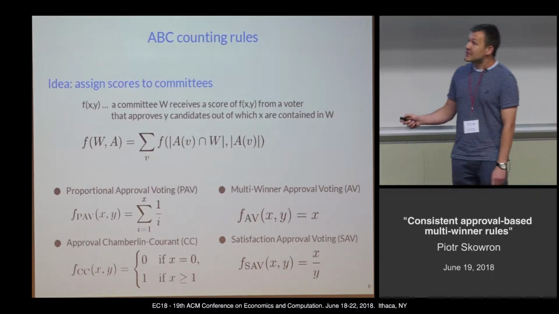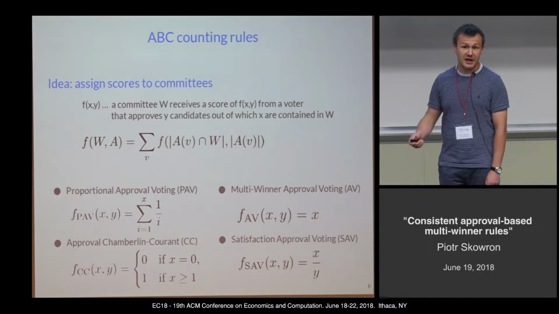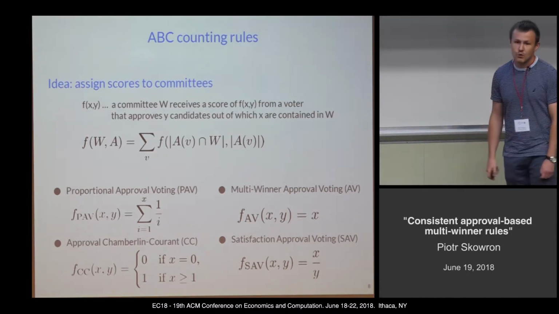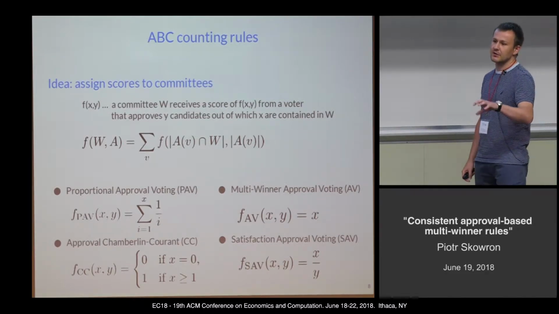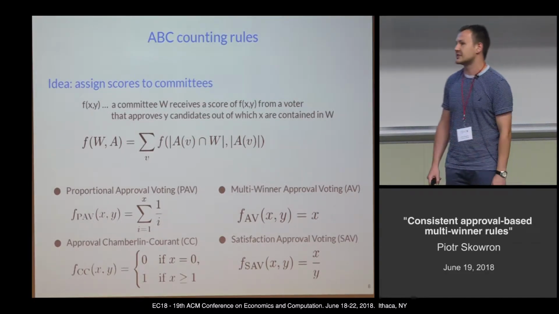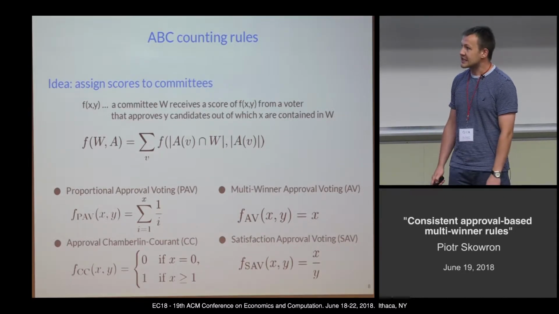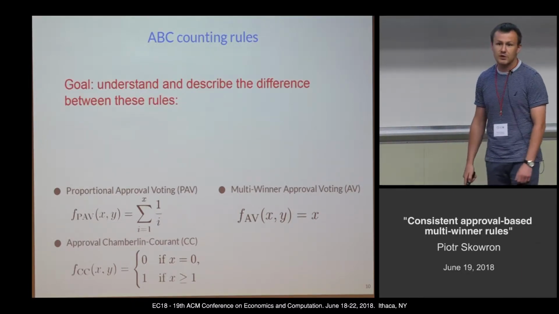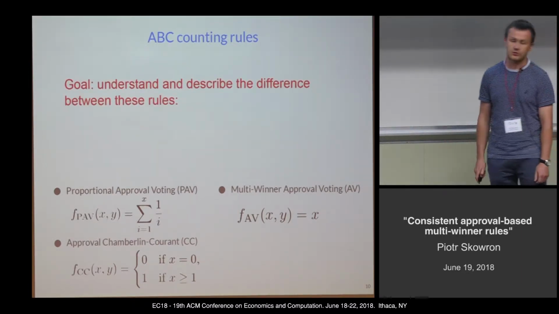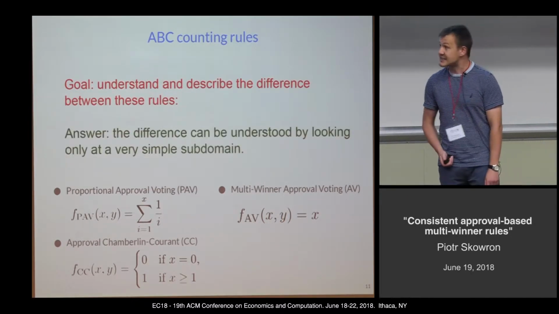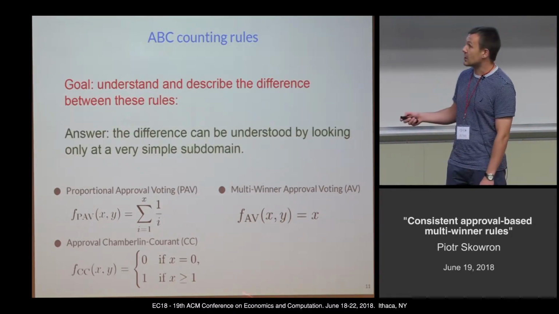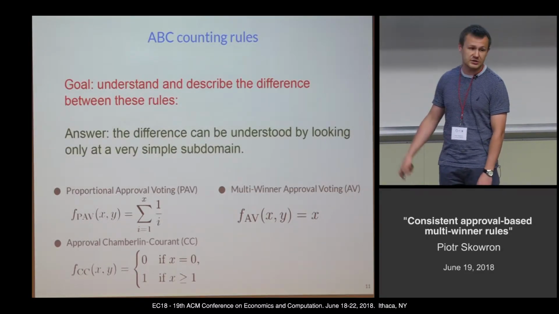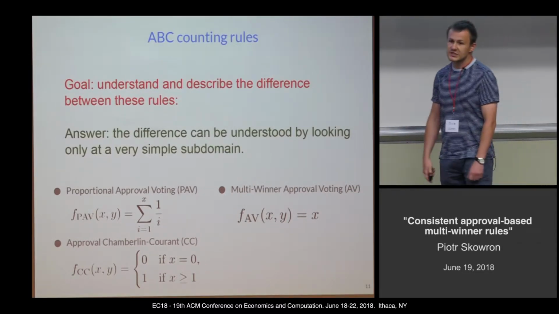Okay, so that was our first main contribution, the axiomatic characterization of the class of ABC counting rules. However, we ask an additional question: what is the landscape of the internal part of this class? And especially, we are interested in these 3 rules, in understanding the difference between them. Can we find axioms that describe the difference between these rules? And the answer is yes. By looking only at a specific, very simple subdomain, we can describe the difference between these 3 rules. What is this subdomain?